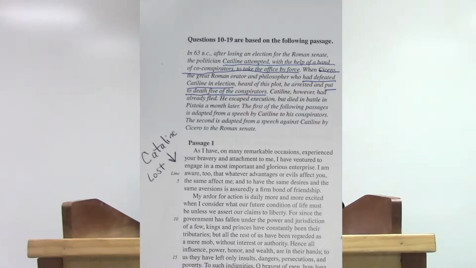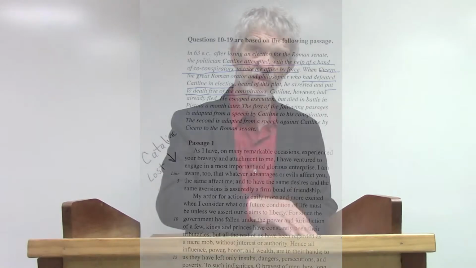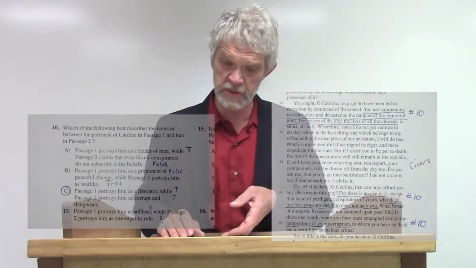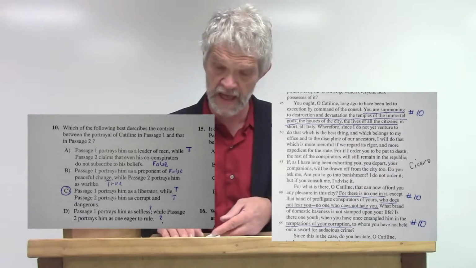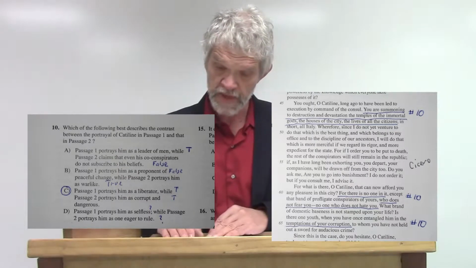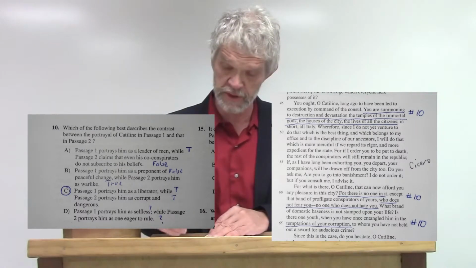The second passage is by a guy named Cicero, who won the election and knows that there's an attack coming and his people are preparing. So you have to understand that before you start. Question number 10 asks, which of the following best describes the contrast between the portrayal of Catiline in passage 1 and that in passage 2, which would be Cicero?